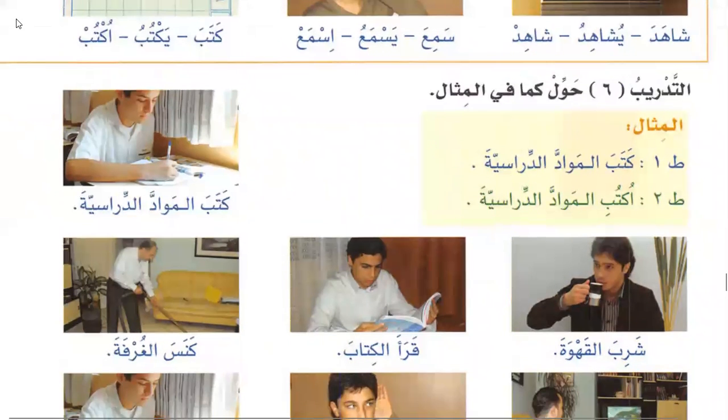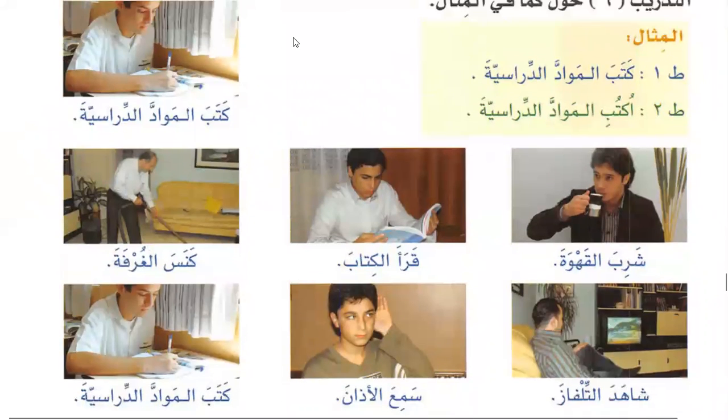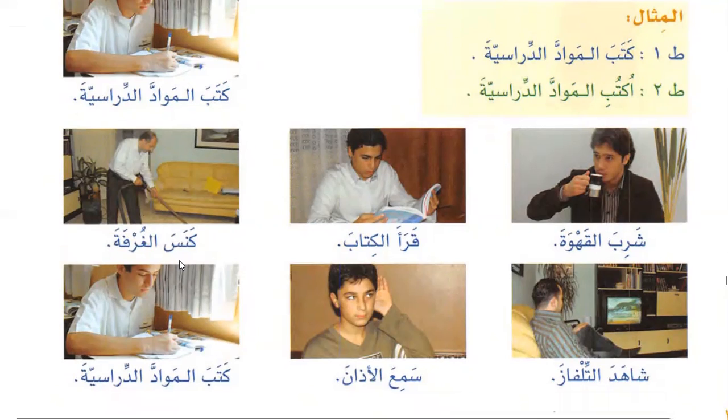The sixth exercise: أول كما في المثال. Okay. كتب means he wrote, which is فعل ماضي. What is the مضارع of كتب? يكتب. And what is فعل أمر? اكتب. Okay. شرب، يشرب. And فعل أمر? اشرب. Ra has fatha. Then قرأ، يقرأ، اقرأ. Next, كنس، يكنس، اكنس.